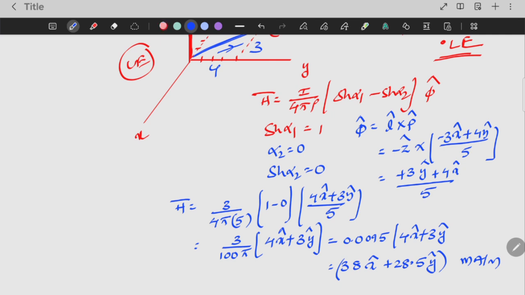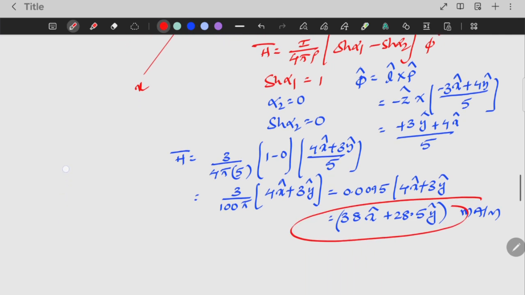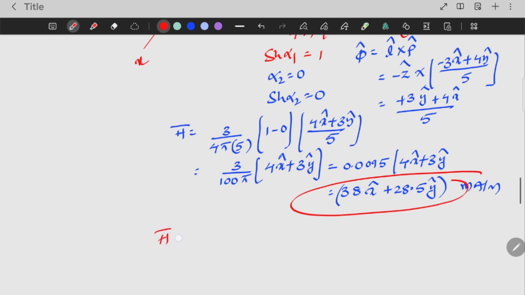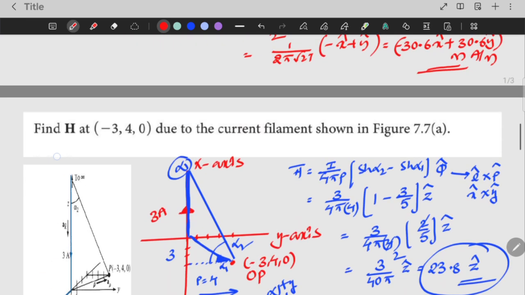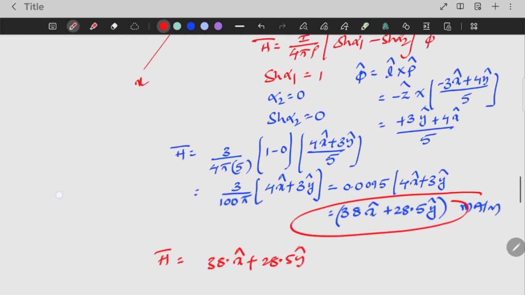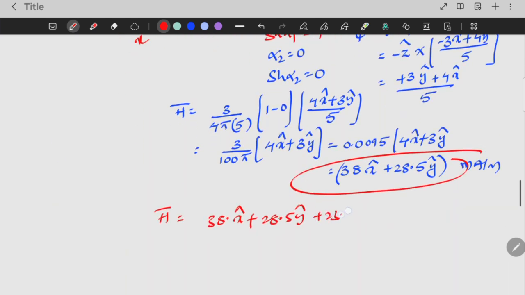This is the second part of the answer. So total H bar is equal to this part and previous part. That is 38 x cap plus 28.5 y cap. And the previous answer we got was only z cap, that is 23.8 z cap, milliamperes per meter. Thank you.